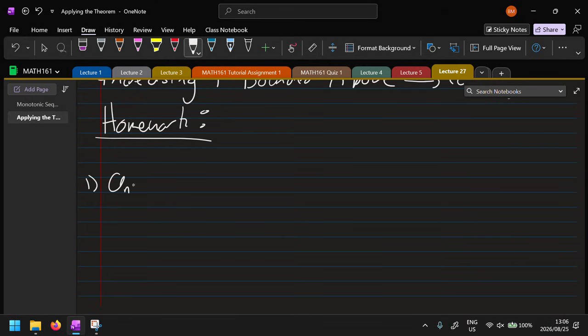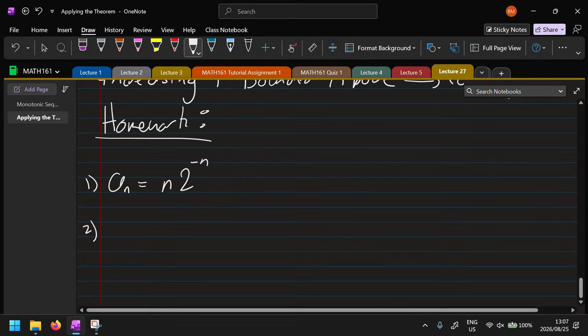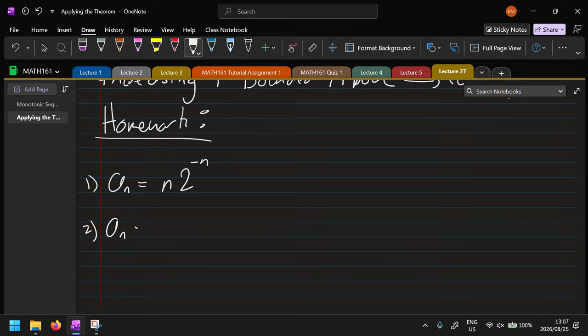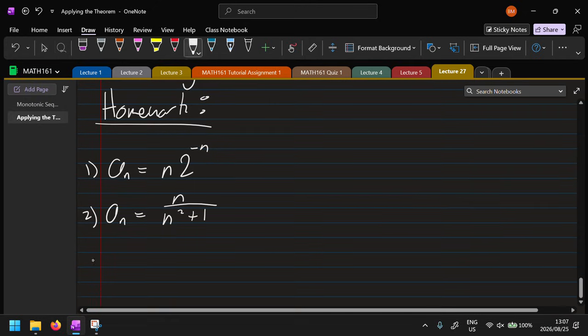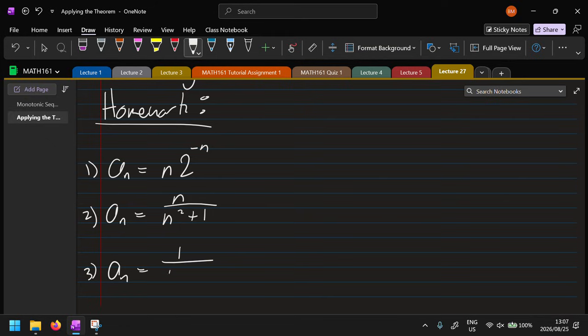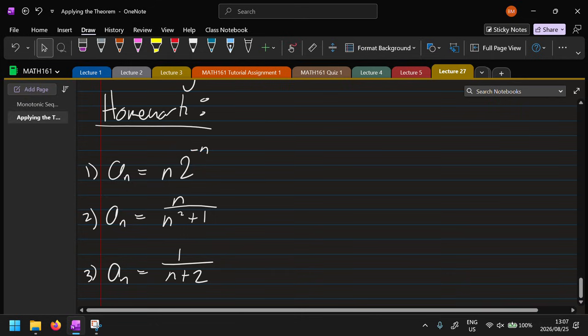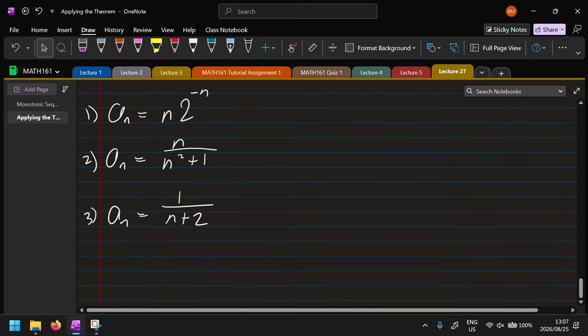Okay, number 1, a_n equals n 2 to the minus n. Number 2, a_n equals n over n squared plus 1. Number 3, a_n equals 1 over n plus 2. I think, yeah, just these 3. Actually, wait, number 4, but I'll put a star here. It is more difficult, but you can try it out.